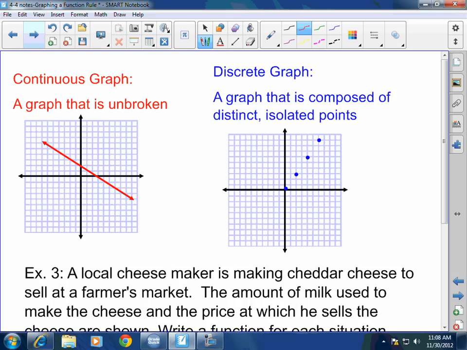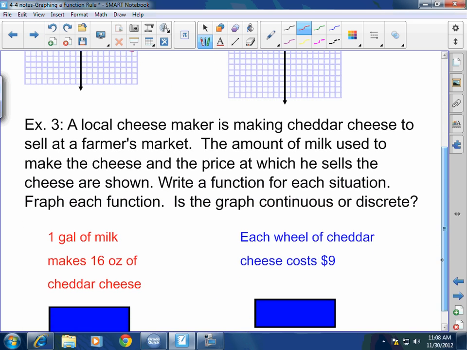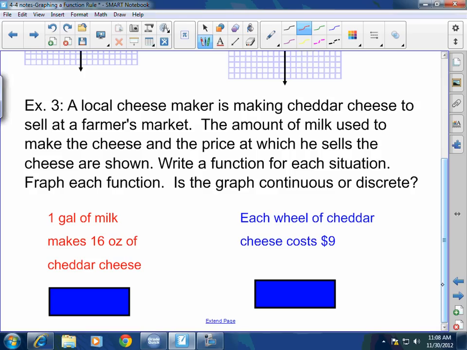May I? I'm just gonna, did you get this top part though? Awesome. You got that, right? Okay. Okay, here we go.